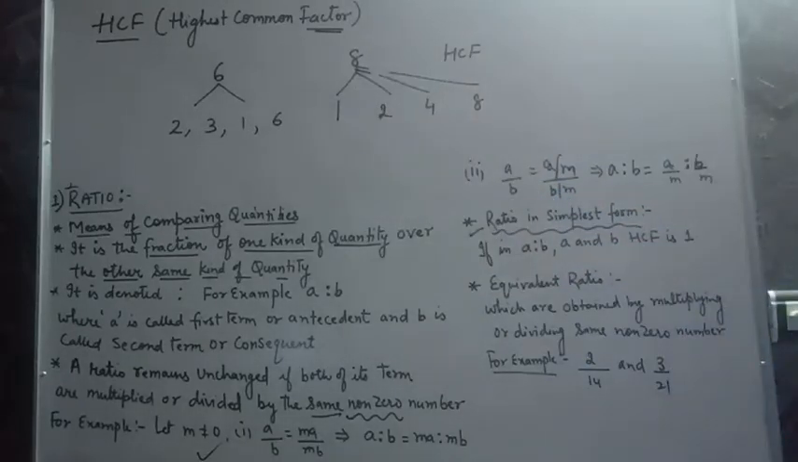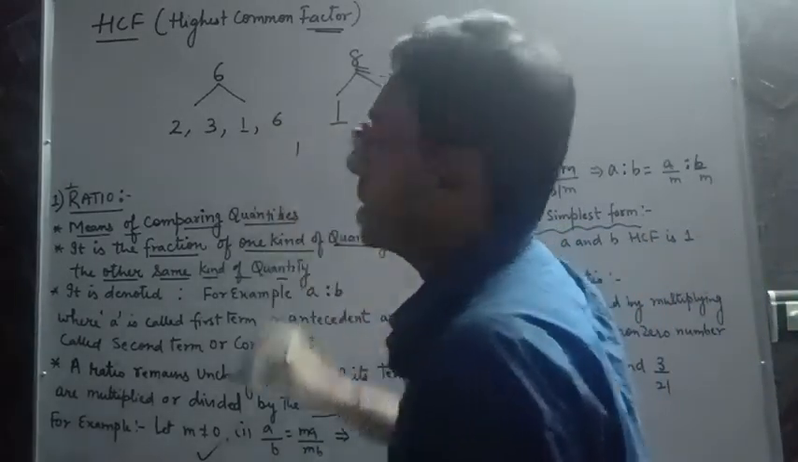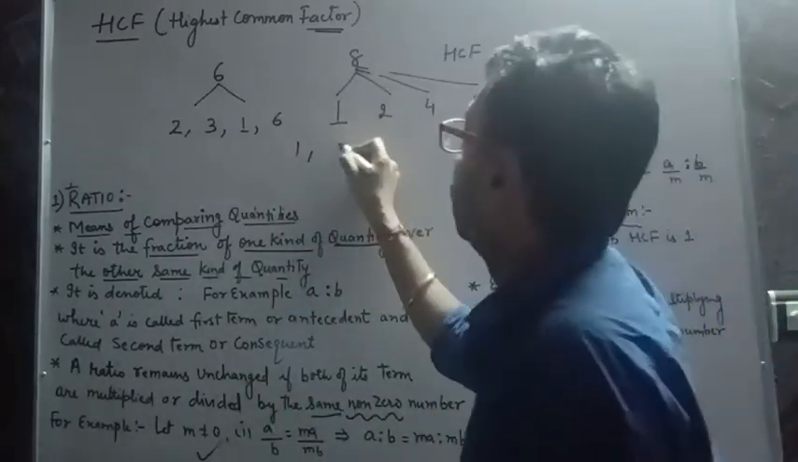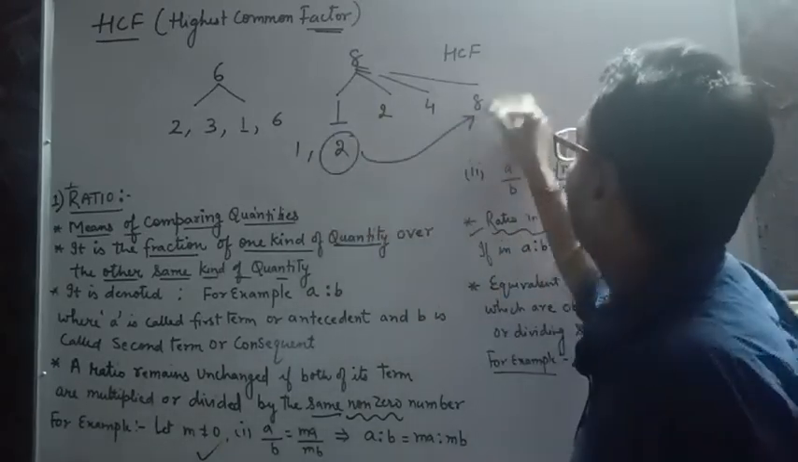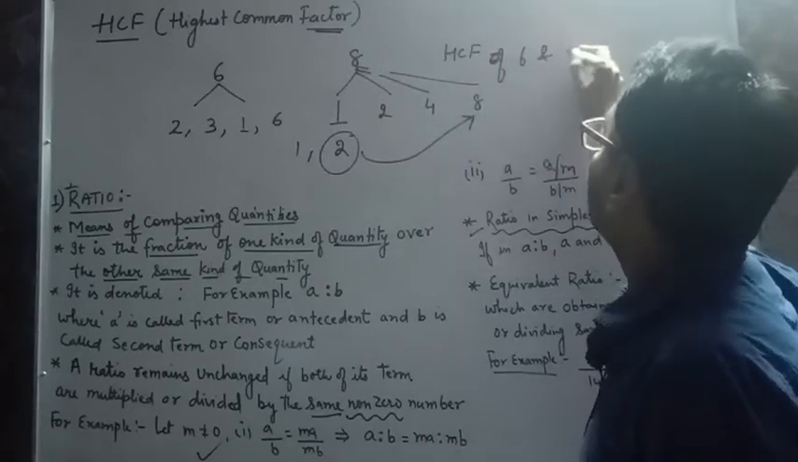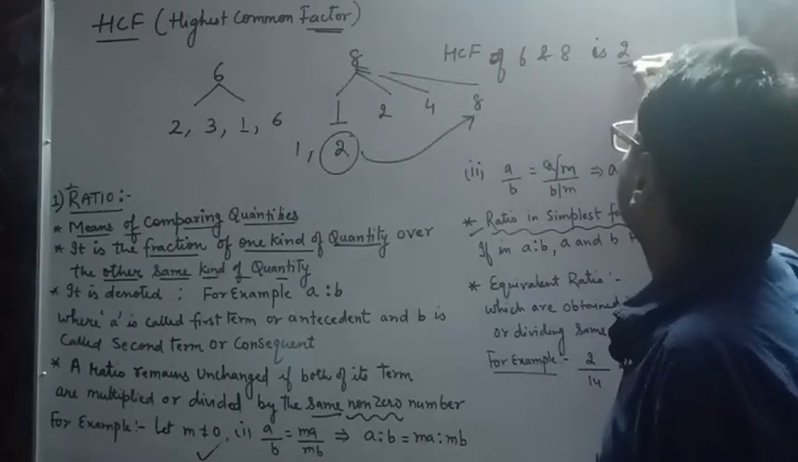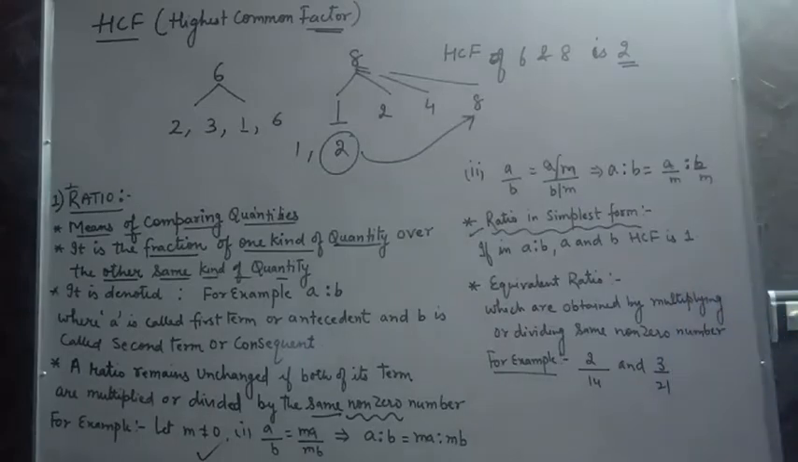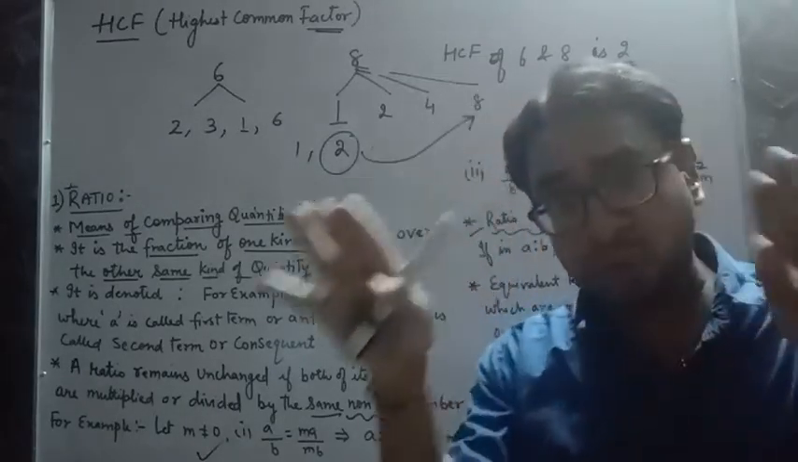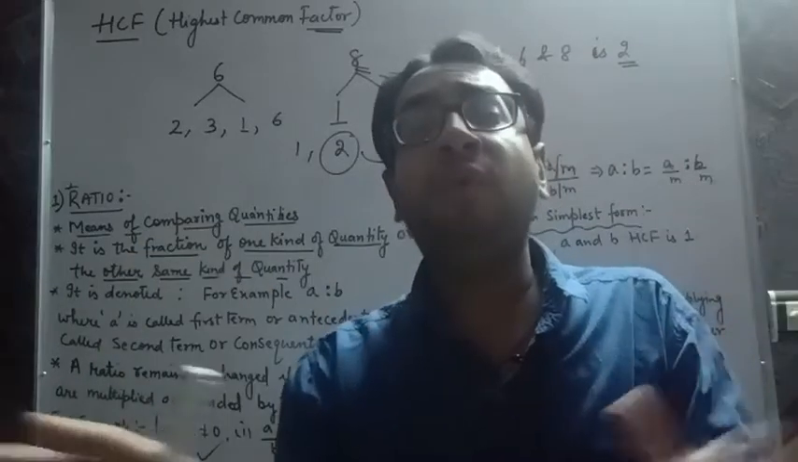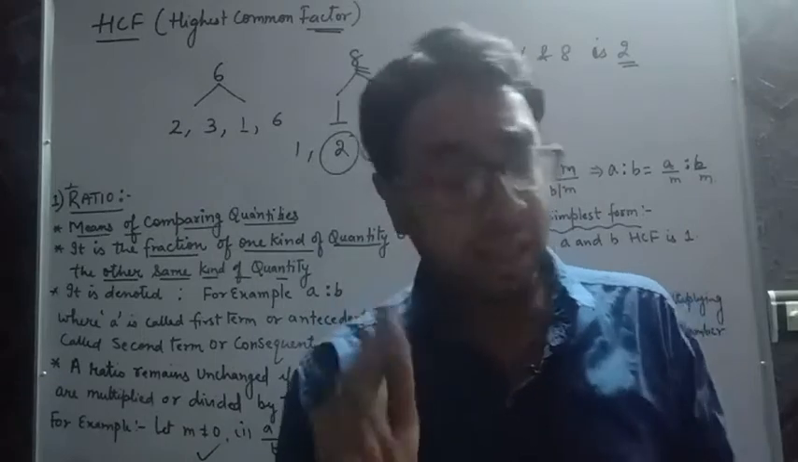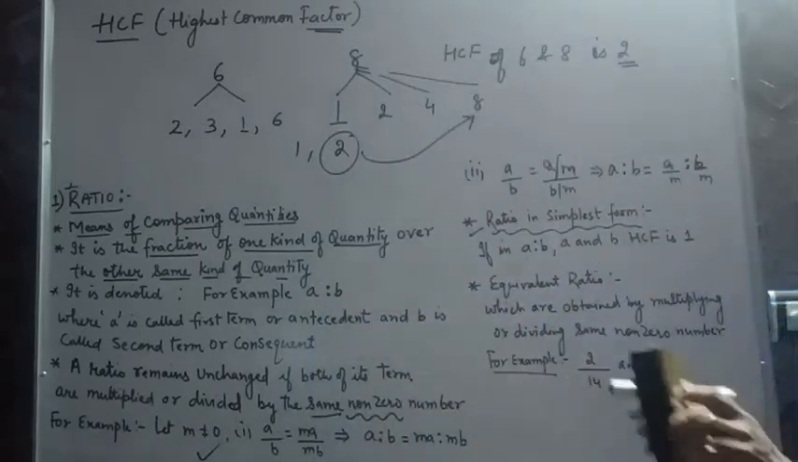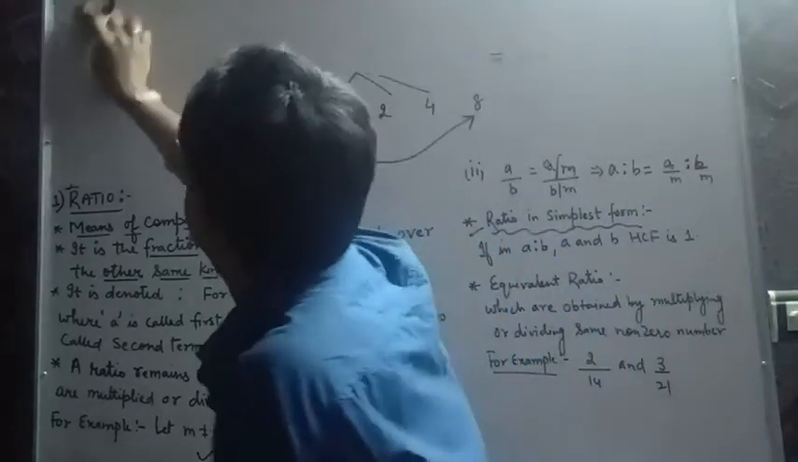Now, if you observe, what is the common number between these? 1. Yes. What is the other number common between these? 2. Between these two numbers, which is highest? 2. That is why, what is the HCF of 6 and 8? The answer is 2, not 1. This is what HCF means. You will divide the number into factors, and then you will see the highest common factor between them. Clear with the HCF?